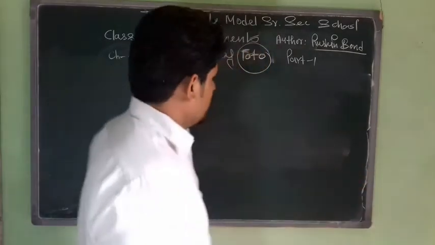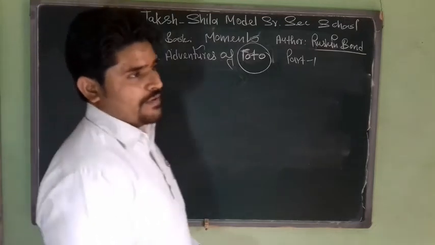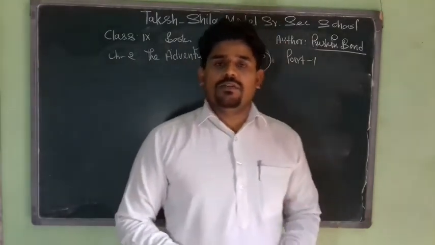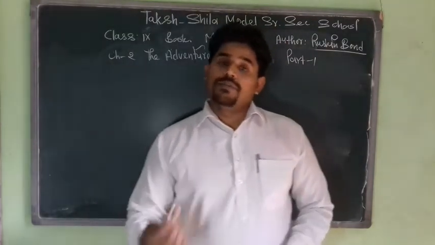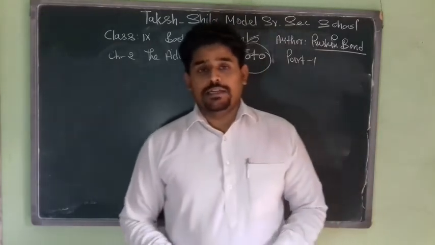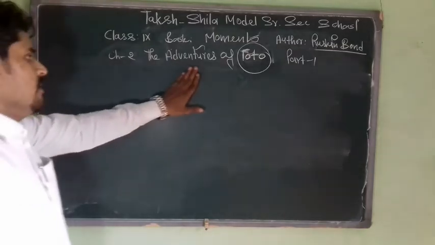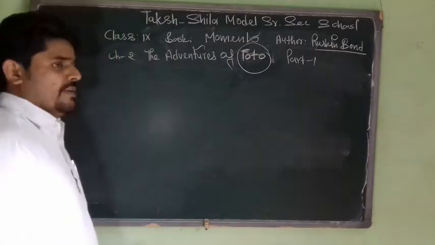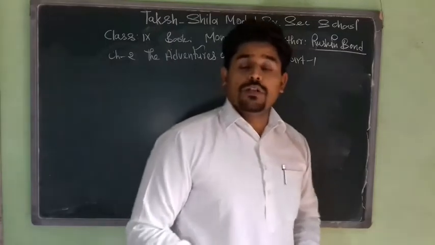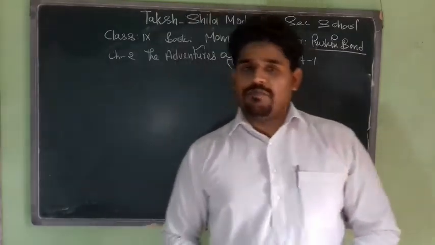So here, students, as we know, all monkeys are very mischievous by nature. This is a tendency of monkeys to make mischief, to be very naughty, right? So similarly here in this chapter, this Toto, the monkey, is very mischievous, and hence he has had many adventures all throughout this chapter. So we'll come to know about the adventures that he has had.